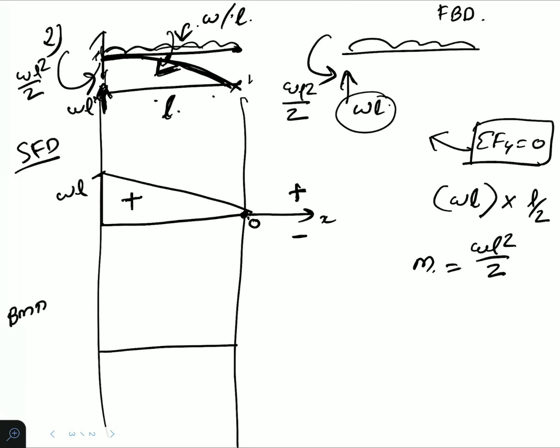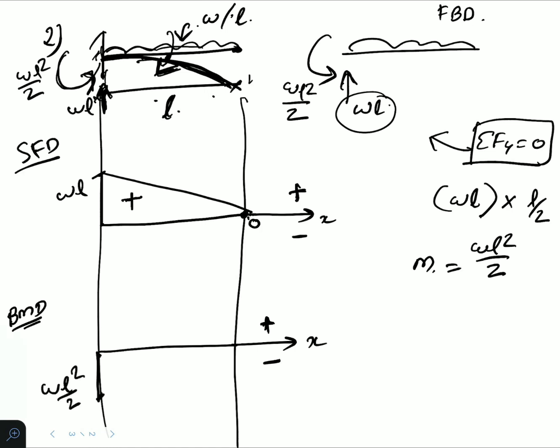Then the bending moment diagram. We have a sudden moment here, WL squared by 2. This is a hogging case, so it will be negative. So we have to draw it on the bottom side. So on the bottom side we have a sudden moment WL squared by 2.